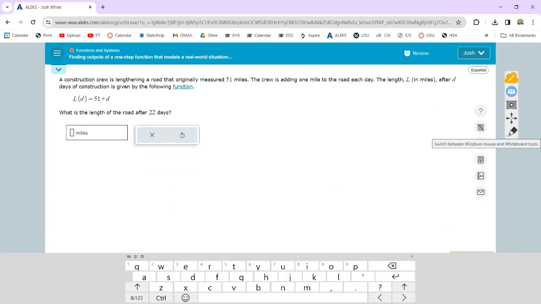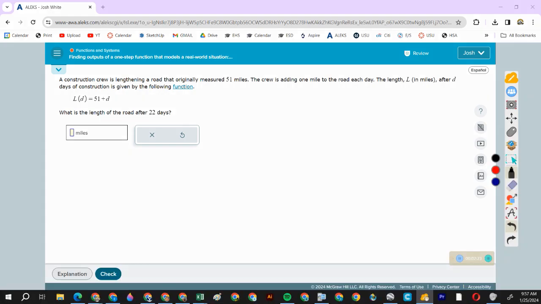Okay. So here I have a function L of d equals 51 plus d. What is the length of the road after 22 days? So this says the length of the road is 51 feet plus, or 51 plus 22 days. So 51 plus 22 is going to be 73 miles.